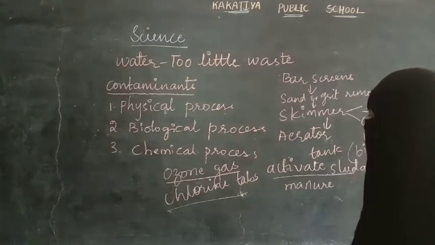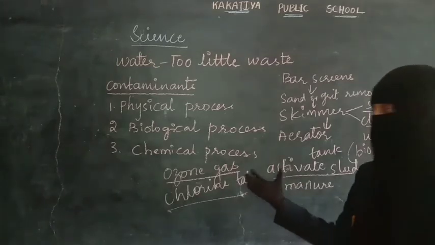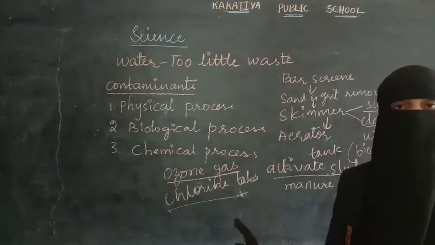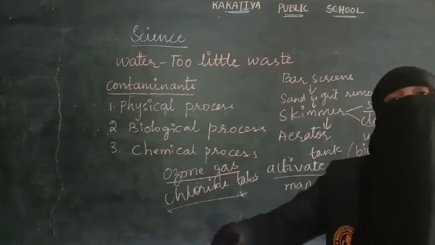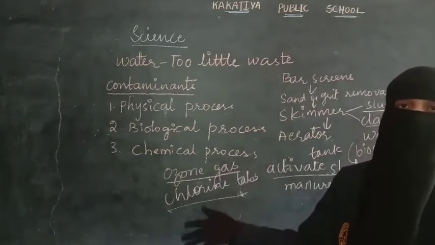And not only that, this activated sludge is 97% water. So ozone gas and chlorine are added, right? And not only that, the extra water is sent into rivers, ponds, lakes, wells, etc.